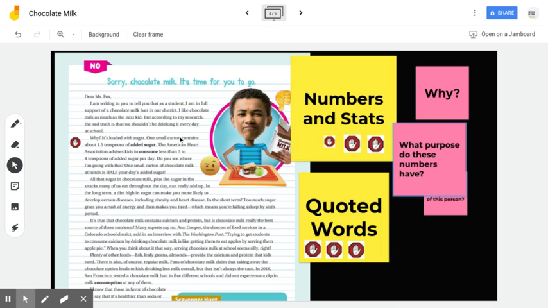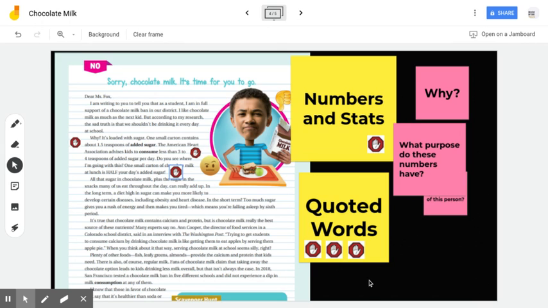All right, the American Heart Association advises kids to consume less than 3 to 4 teaspoons of added sugar per day. That is another notice. Oh, geez. I don't want to turn it. There we go. That is another notice and note, so I'm going to add that right there. Do you see where I'm going with this? One small carton of milk at lunch is half of your day's added sugar. So half is also, I'm going to make that a little smaller. Half is also a number. So I'm going to add that to my notice and note.